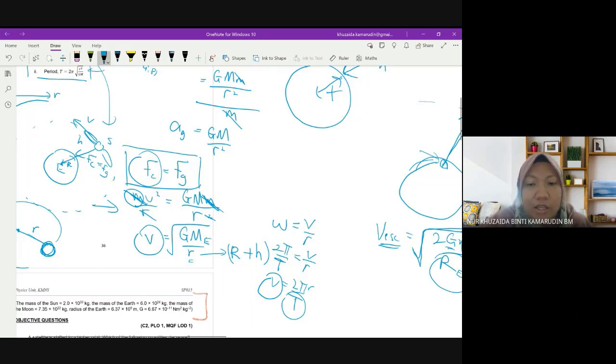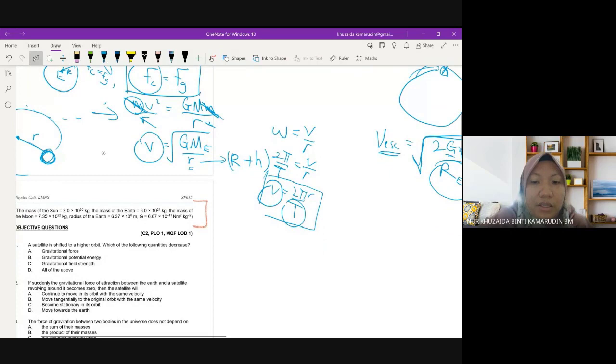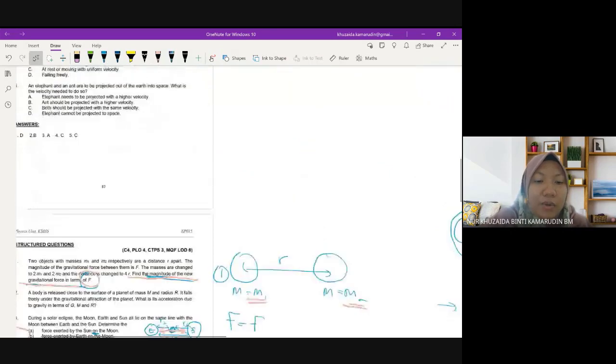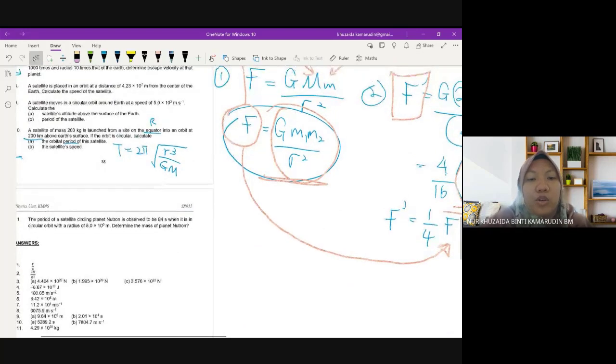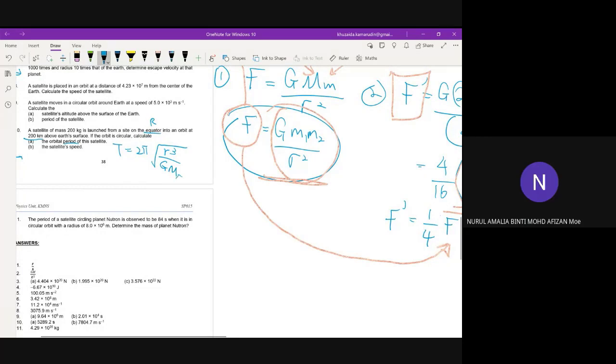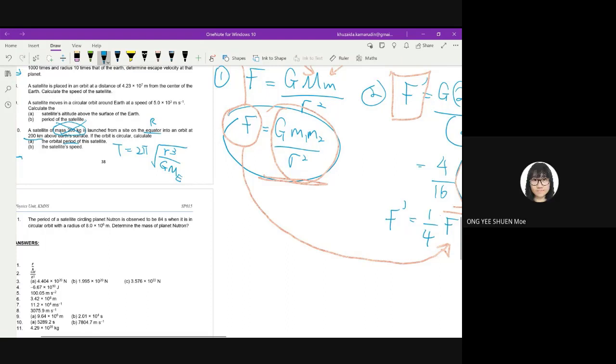Okay, so again V tadi adalah connected with the period kan. So equation akhir period kita ada dekat sini 2 pi square root of R cube over GM. So M dekat sini should be mass of the earth. Okay. Soalan ni sengaja nak mengelirukan awak. Yang ni tak digunakan pun sebenarnya. Okay. Explain one more time.